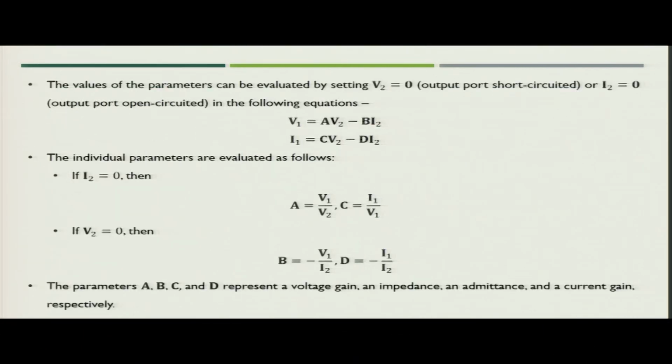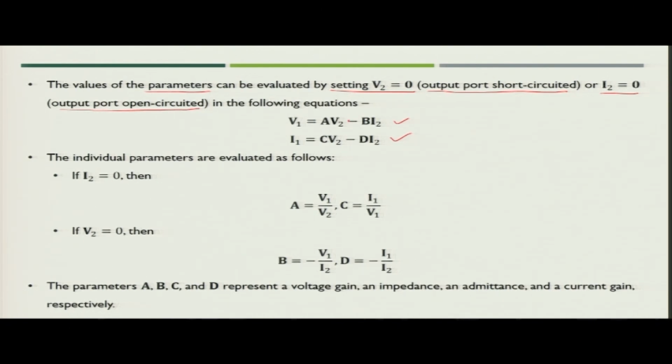Now, let us see how we will calculate these parameters. The parameters can be calculated by setting V2 equal to 0, that means the output port is short circuited, or I2 equal to 0, that means the output port is open circuited. The equations we saw in terms of ABCD parameters, which relate V1, I1 with V2, I2, are shown in the slide: V1 equals A V2 minus B I2, and I1 equals C V2 minus D I2.